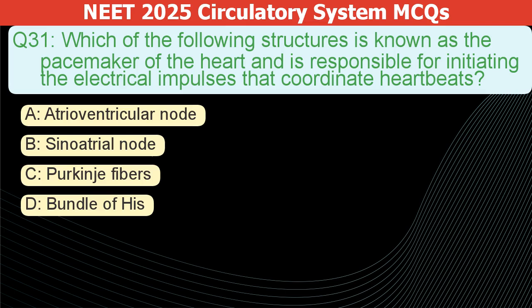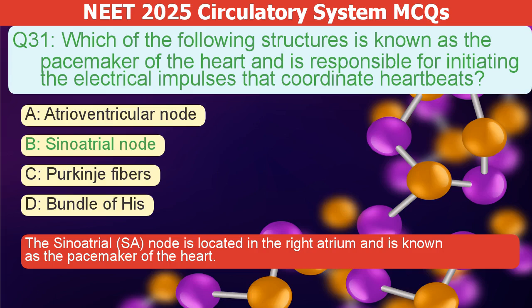Which of the following structures is known as the pacemaker of the heart and is responsible for initiating the electrical impulses that coordinate heartbeats? A. Atrioventricular node. B. Sinoatrial node. C. Purkinje fibers. D. Bundle of His. The correct answer is B. The sinoatrial node, or SA node, is located in the right atrium and is known as the heart's pacemaker.